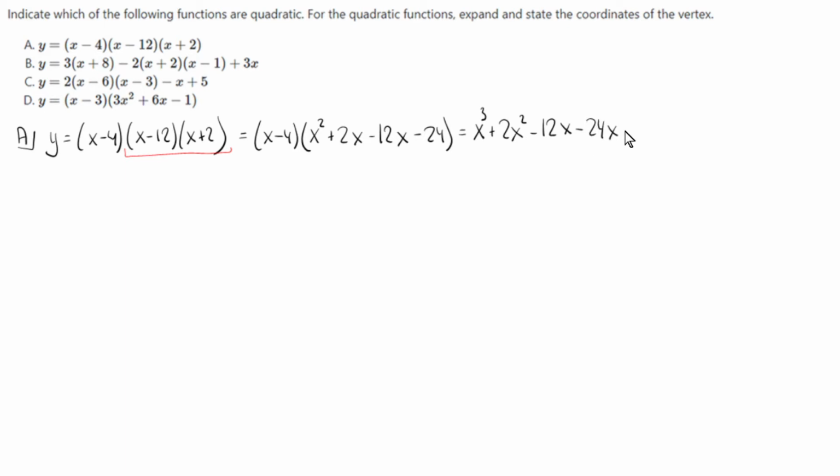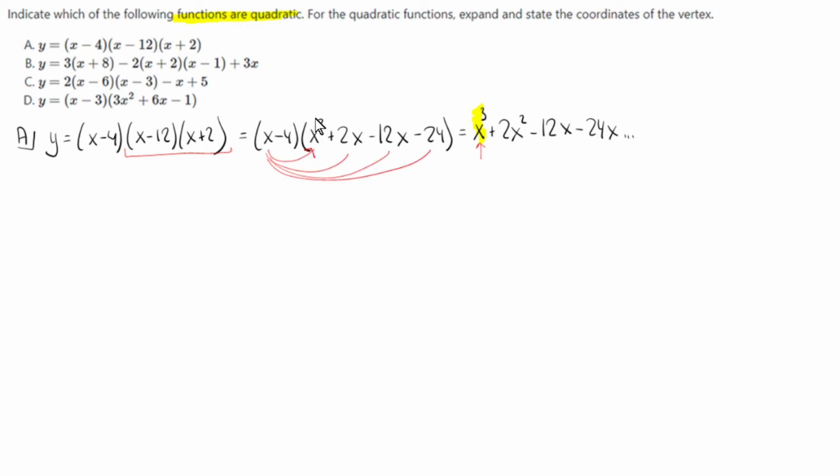At this point, we're not done with this expansion, but we can already see that we have a cubic term here. And we're looking for quadratic functions. So that means that we do not want to have any cubic terms. And the only way we could potentially get rid of this cubic term is if there will be another cubic term somewhere that would subtract out. So if there will be another term somewhere saying minus x cubed, then we still have the possibility of getting a quadratic function.